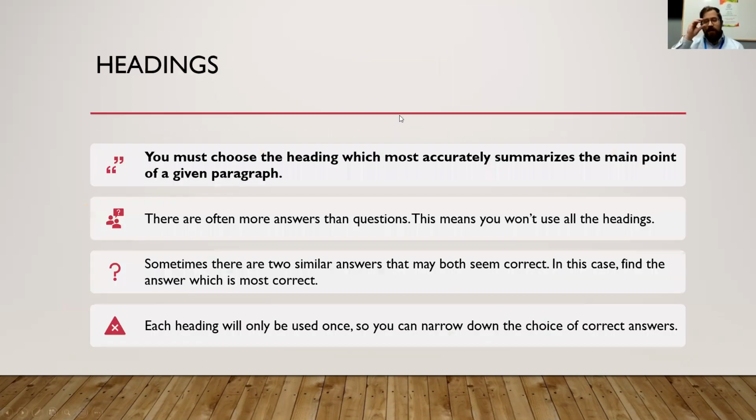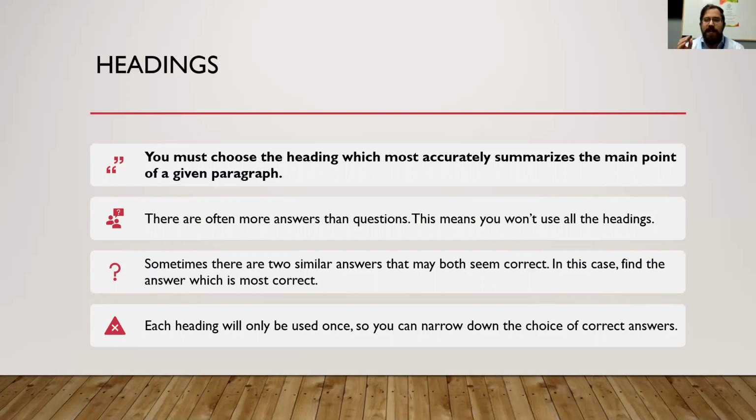Headings are another common question type. You have to choose a heading that most accurately summarizes the main point of a given paragraph or section in your reading. There are often more answers than questions. There might be only 5 heading questions, but you have 10 things to choose from. So you should be aware that you won't use every single heading. And sometimes there are 2 similar answers that may both seem correct. In this case, try to find the answer which is most correct.